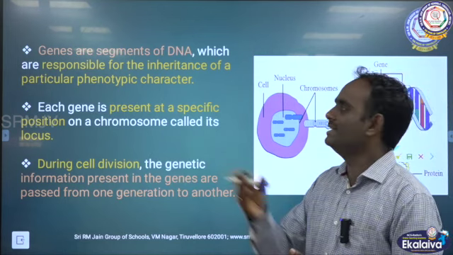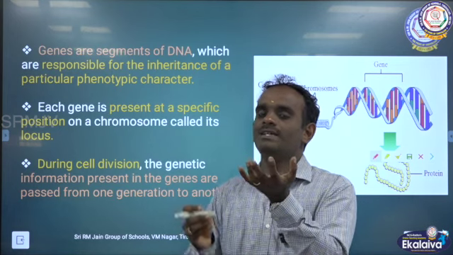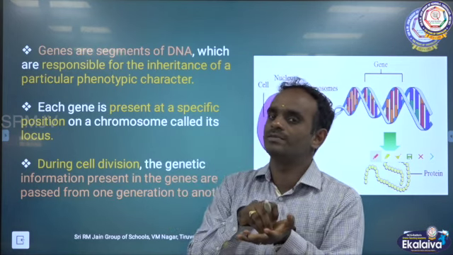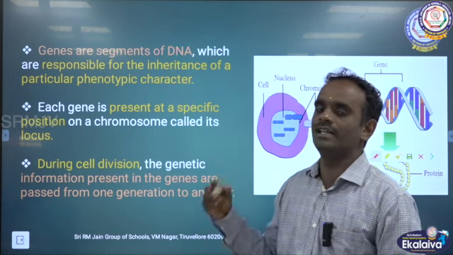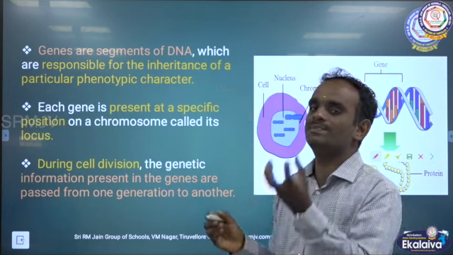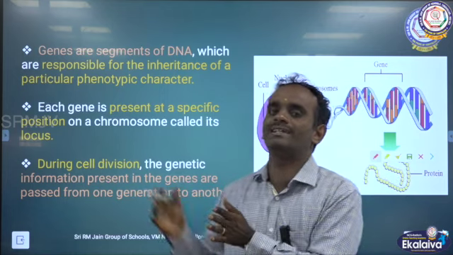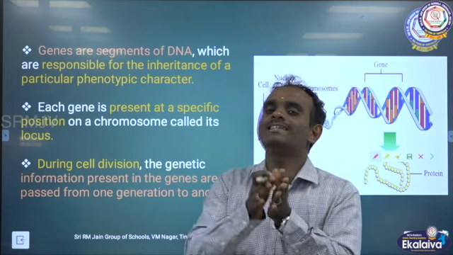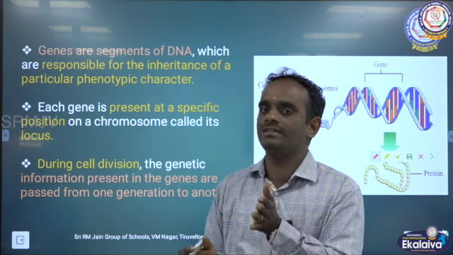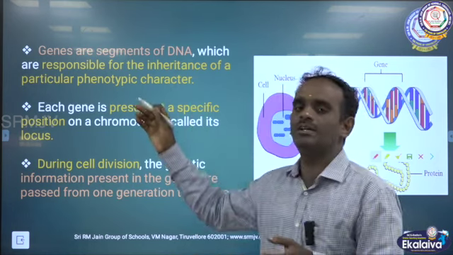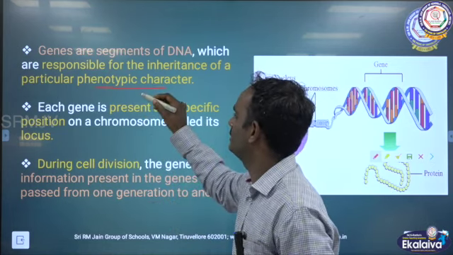Genes. Genes are a segment of DNA. You know very well, DNA is present in the chromosomes. So a small segment of DNA is nothing but a gene, which is responsible for the inheritance of a particular phenotypic character. Inheritance is nothing but the transmission of characters from one generation to another generation. Phenotype means morphological expression.